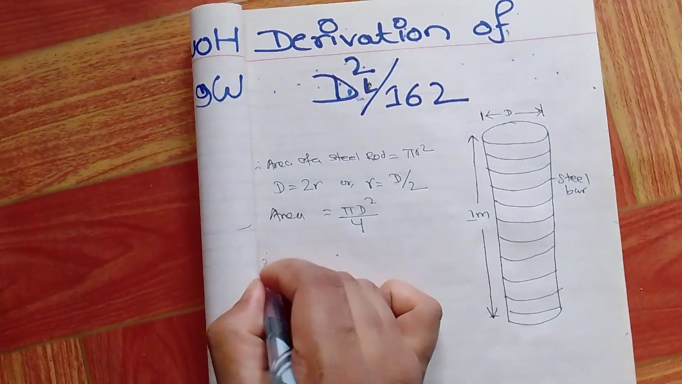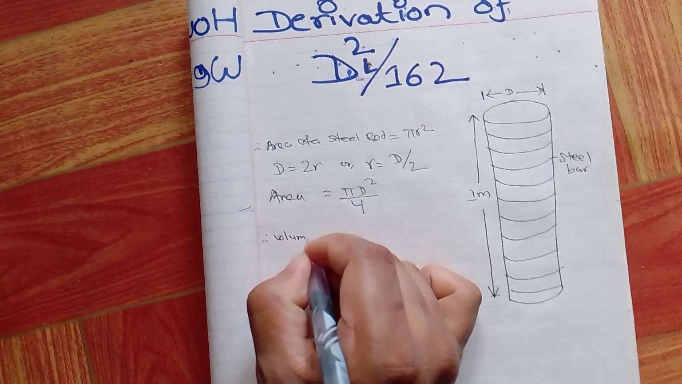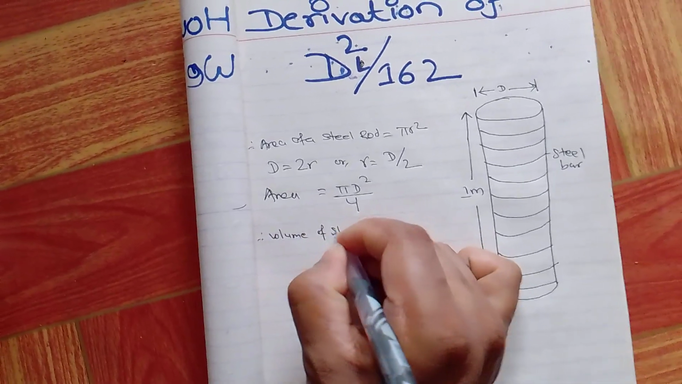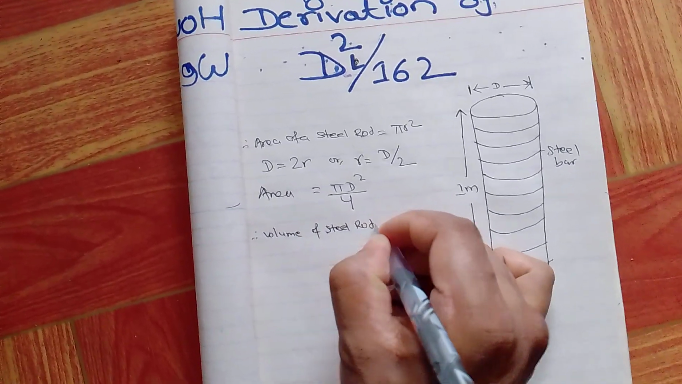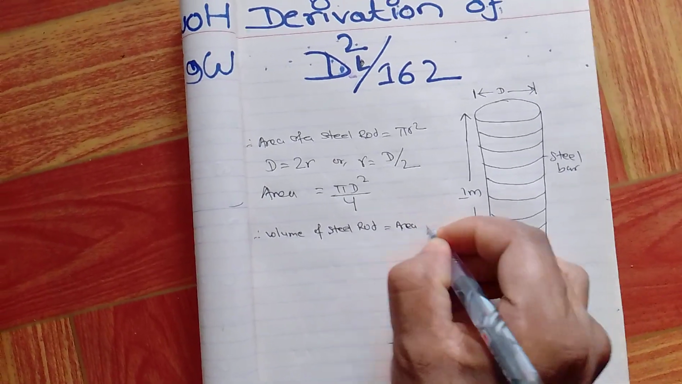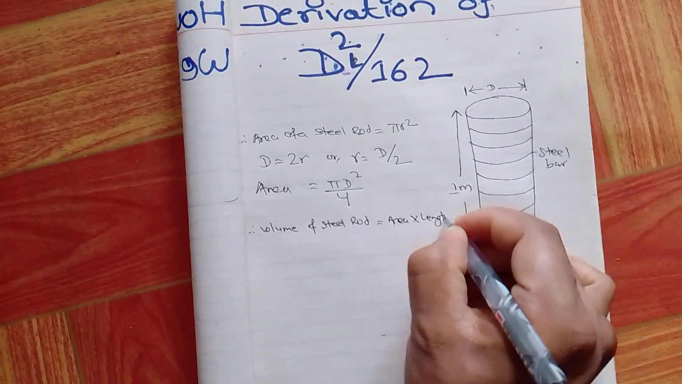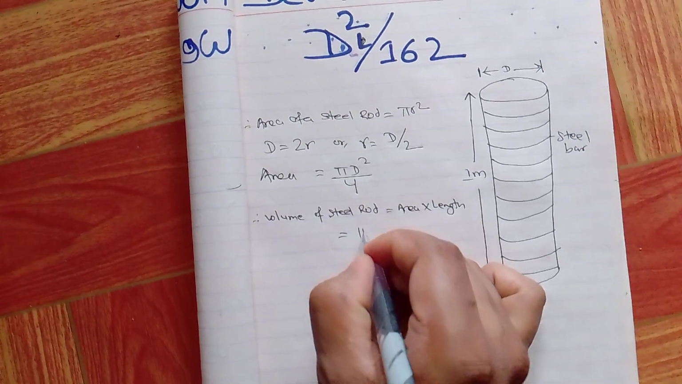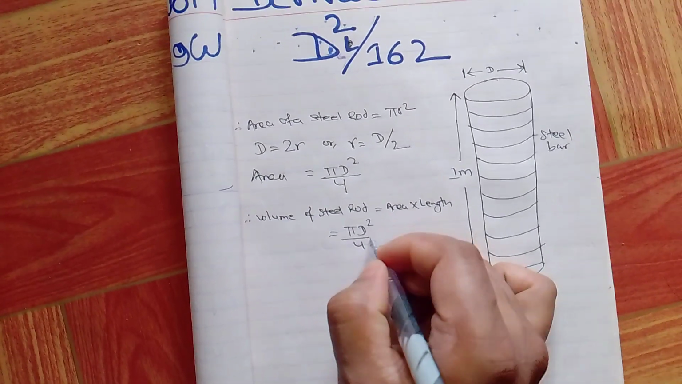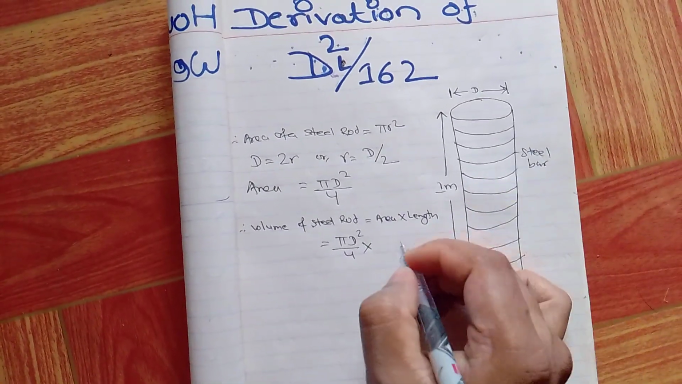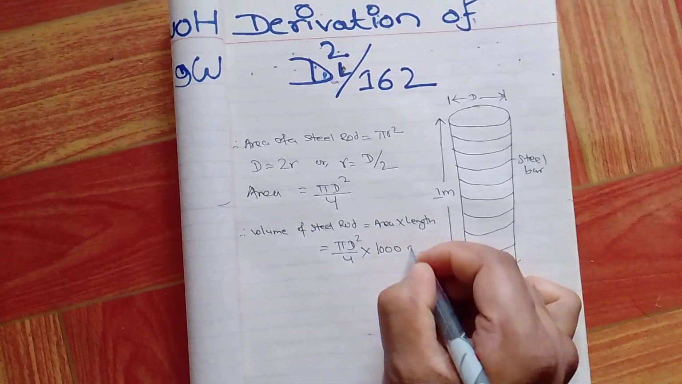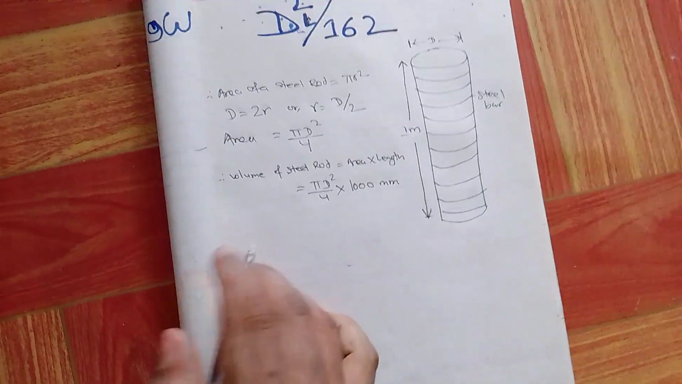So therefore the volume of the steel rod is equal to area into length. The area is known as pi d square by 4, into length, which is 1000 mm.